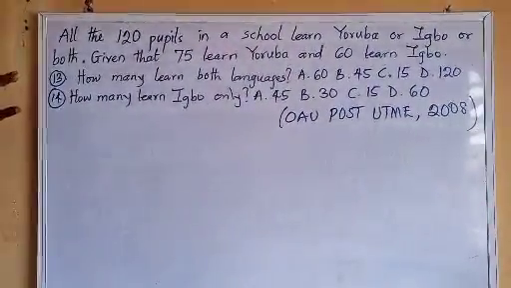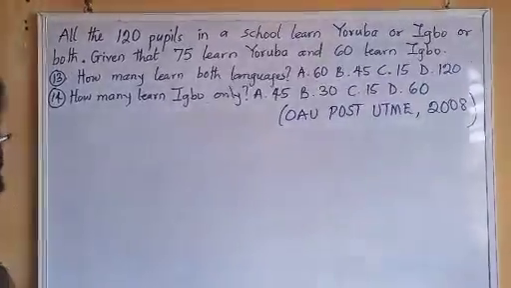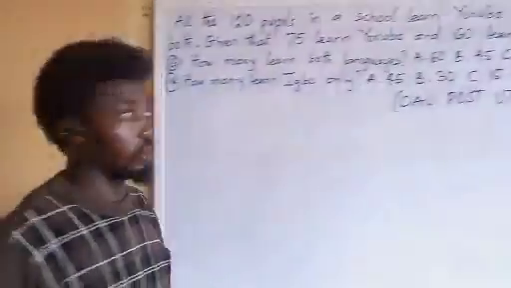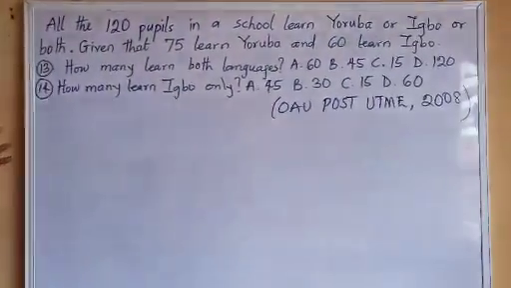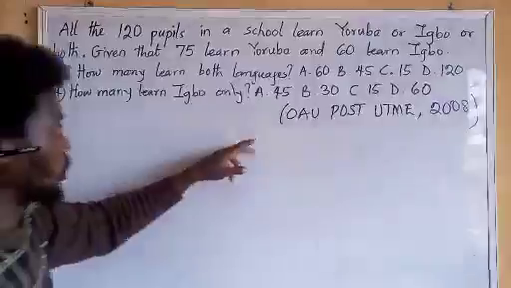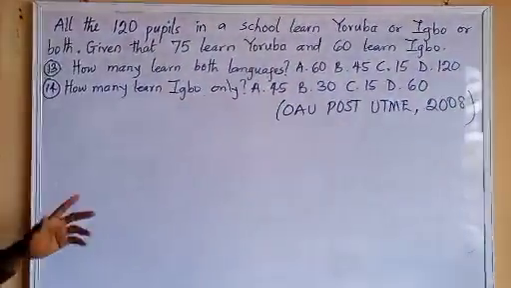All the 120 pupils in the school learn Yoruba or Igbo or both. Given that 75 learn Yoruba and 60 learn Igbo. Question 13: how many learn both languages? Question 14: how many learn Igbo only? OAU post 2008. So we have two subsets here.